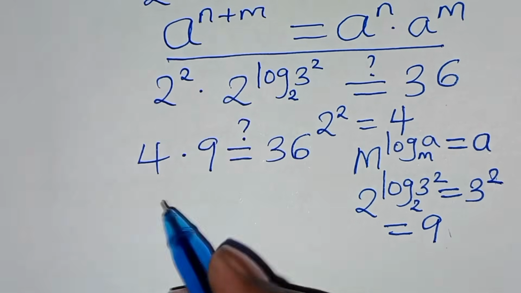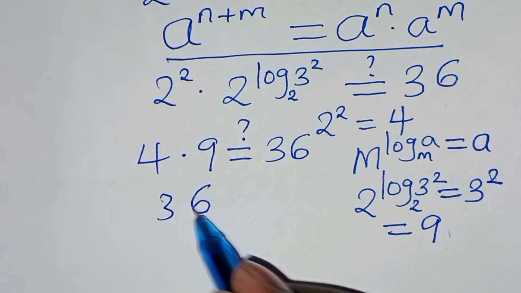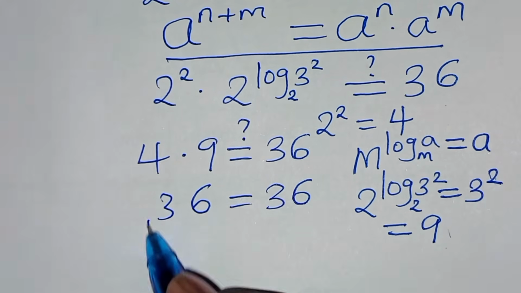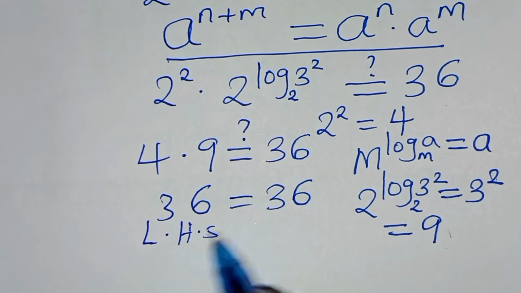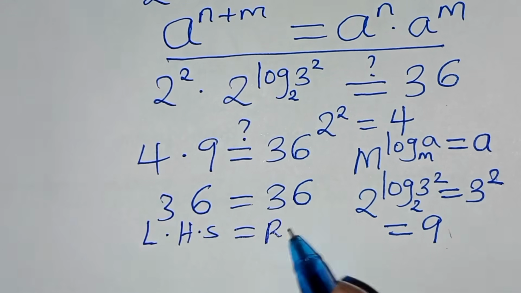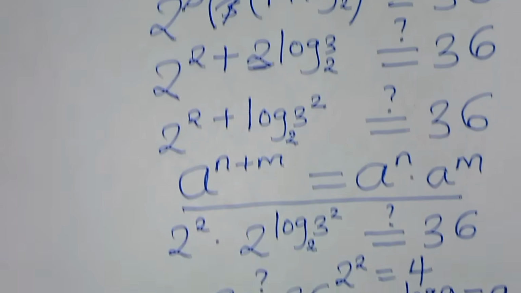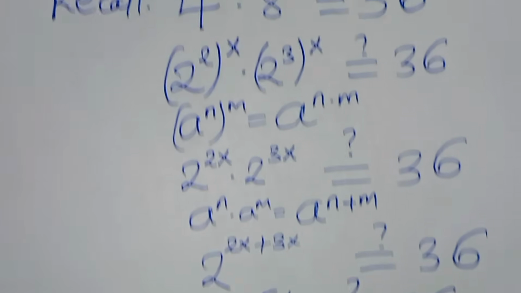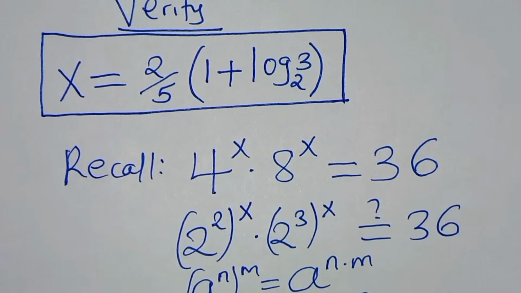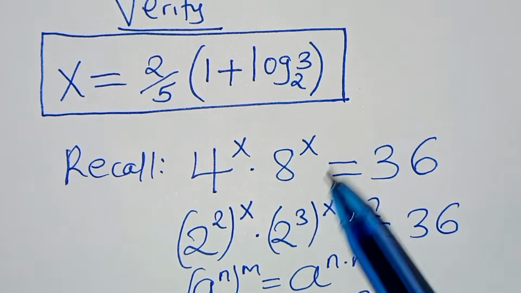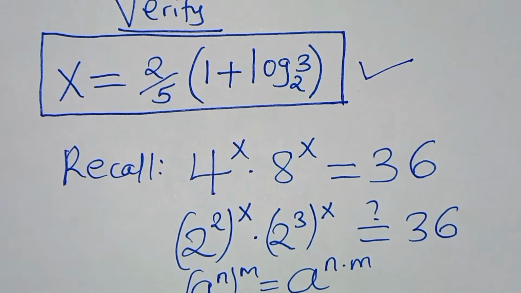So 4 times 9, this is 36, which is equal to 36. So this implies that the left hand side is equal to the right hand side. And therefore, this implies that the value of x, which is 2 over 5 into the parentheses 1 plus log 3 to base 2, satisfies the equation.